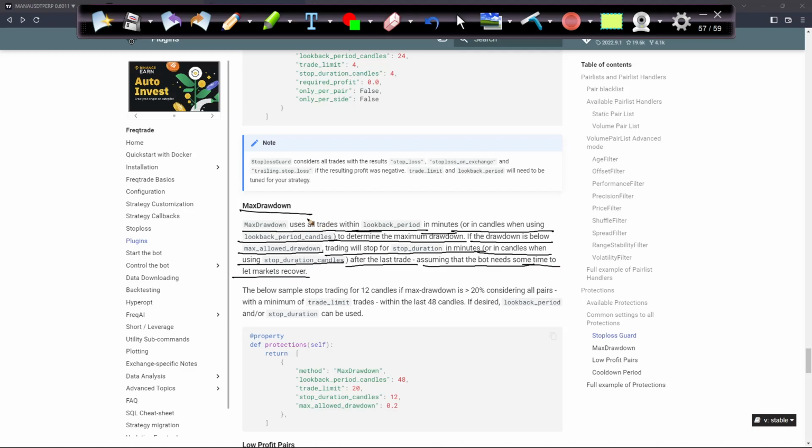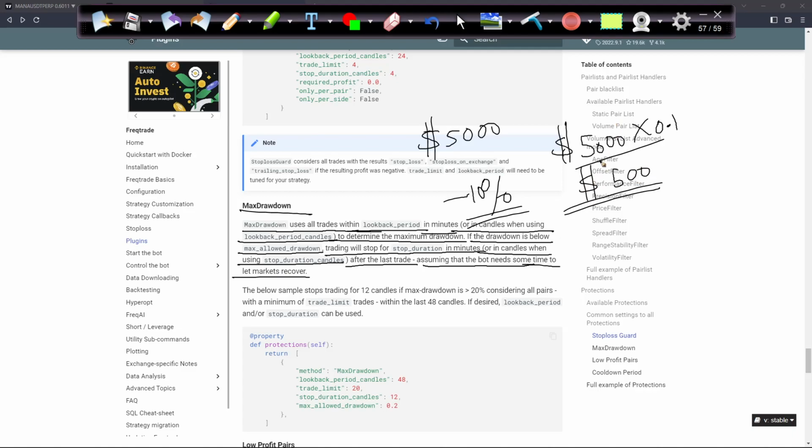So if we have a $5,000 account and we set the maximum drawdown to 10%, what will be 10% of this? 0.1, right? So it will be $500. So $500 will be our maximum drawdown.